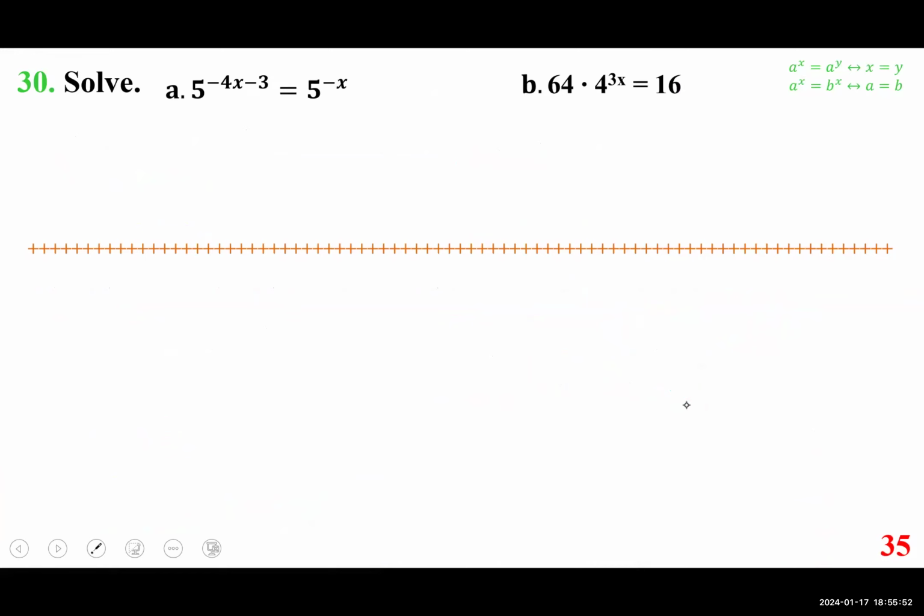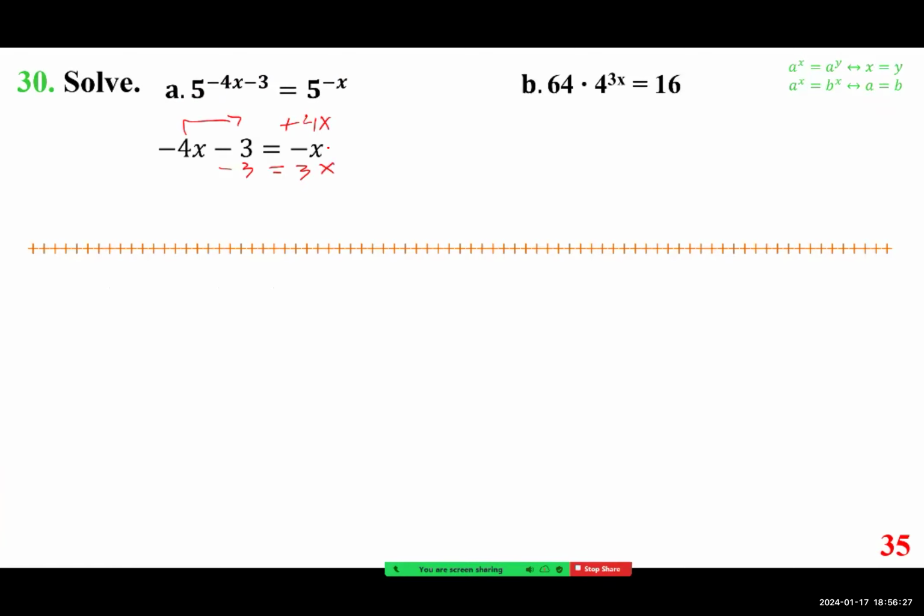We want to solve this. If you're dealing with the exponentials, a to the power of x equals a to the power of y refers to the fact that x and y, the exponents must be the same. If a to the power of x and b to the power of x are the same, then the bases a and b must be the same, okay? So in this case, the bases are the same, therefore the exponents must be the same. And if I move things around, and divide by 3, x becomes -1.